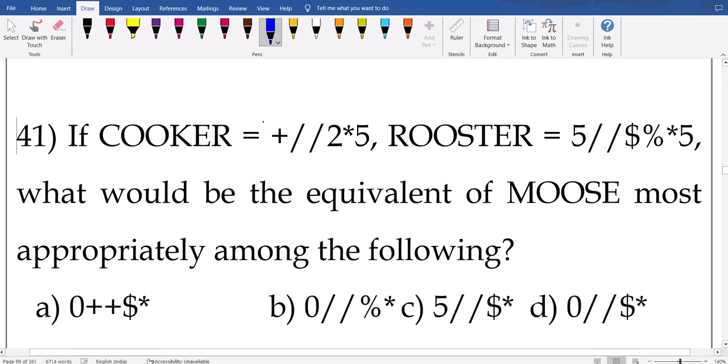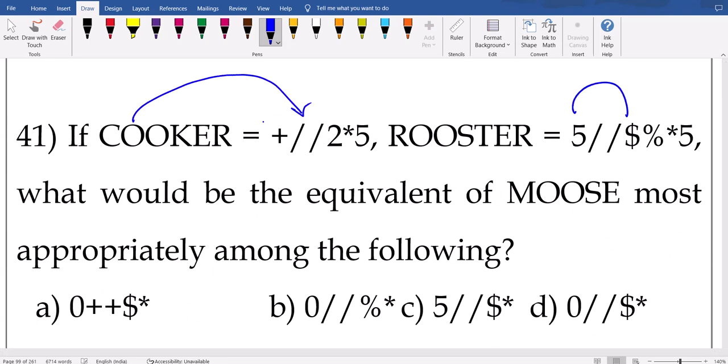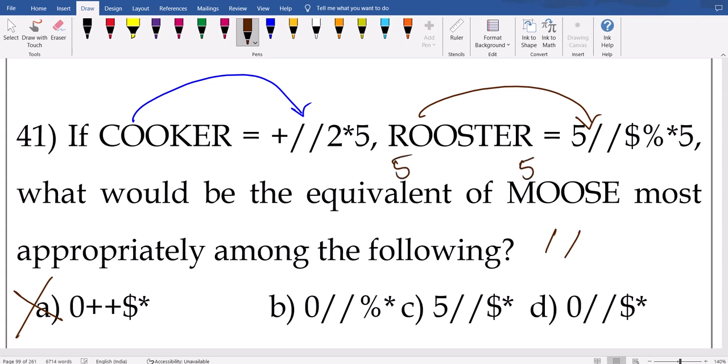Here, O is common and this slash symbol. Positions also you can observe. Cooker O position, roaster O position. In this question also O position same. Except option A, option A is eliminated because of that purpose, you can get the clarity. And R is there in 3 places. R is 5 here, here also 5, here also 5.